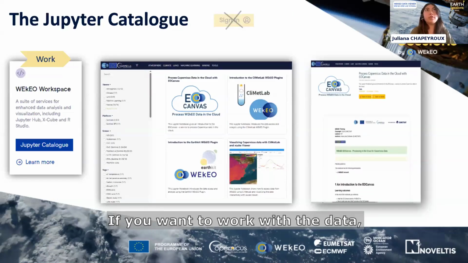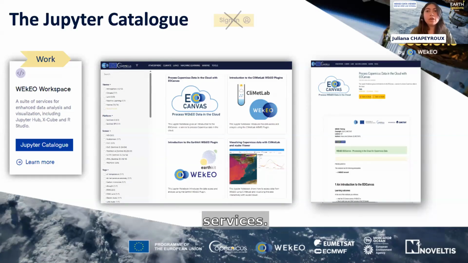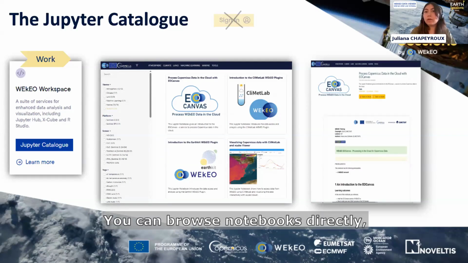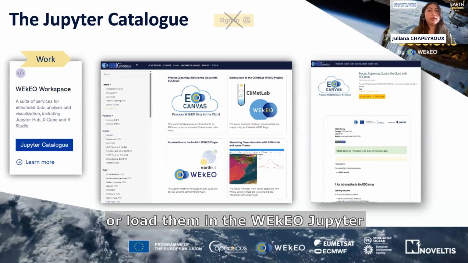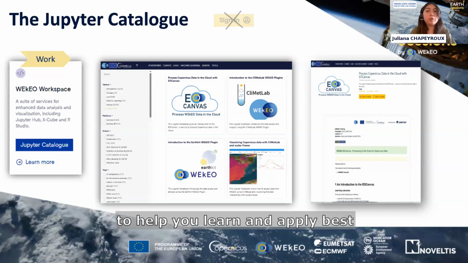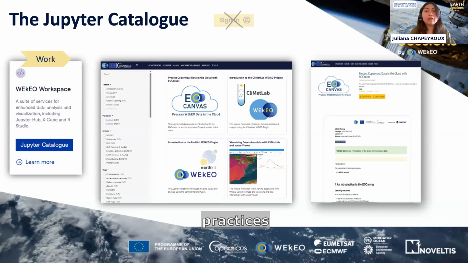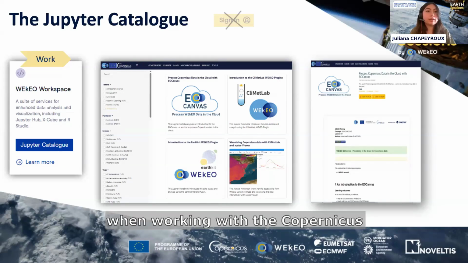If you want to work with the data, you can use the Jupyter catalog with over 100 ready-to-use notebooks developed across the Copernicus services. You can browse notebooks directly, clone them via GitLab to customize them for your needs, or load them in the WEkEO Jupyter Hub if you're a registered user. This growing collection of notebooks covers a range of topics and workflows to help you learn and apply best practices when working with the Copernicus data.